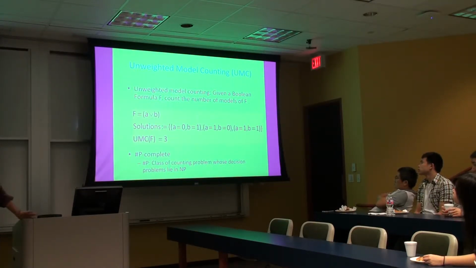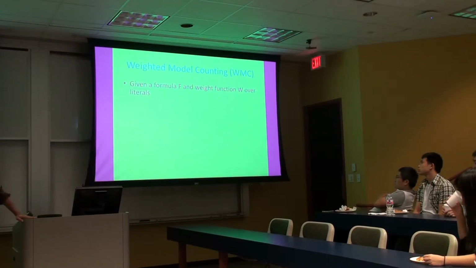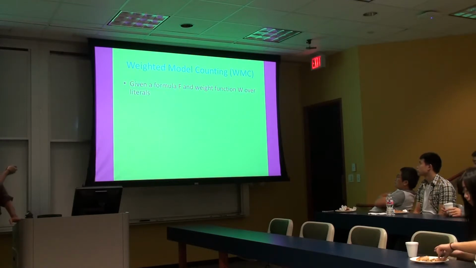It's a canonical #P-complete problem, where #P is a class of counting problems whose decision problems lie in NP. What it means is that compared to #P, NP looks way too easy. So it's a pretty hard problem.